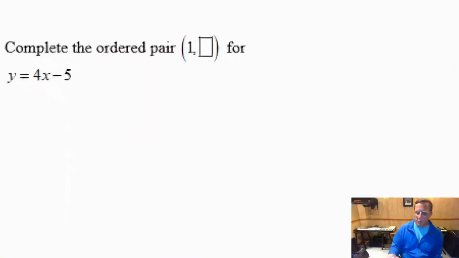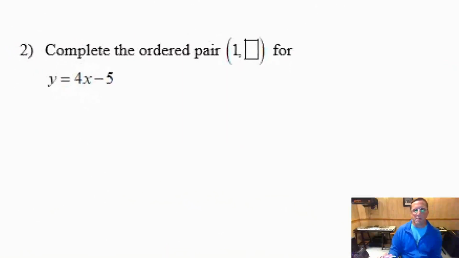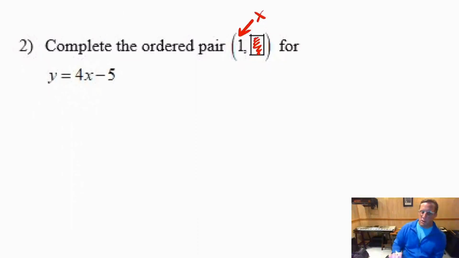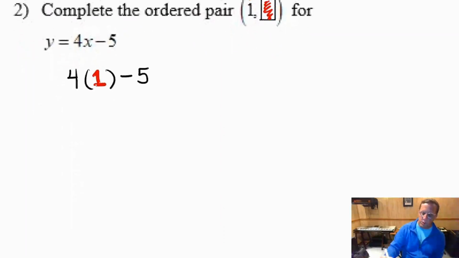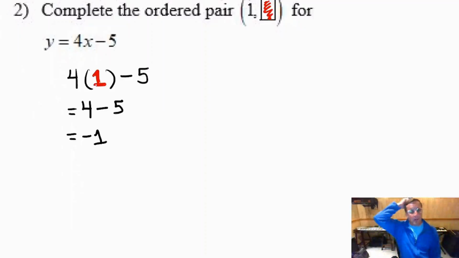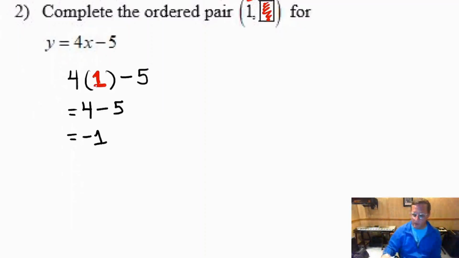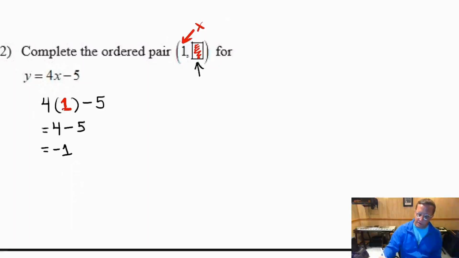All right, for number 2, it says complete for the ordered pair 1 blank. So we have something missing here. Right here, we have something missing. So we do know the x. We do know that the x is 1. And knowing that, let's put in that value for the x. So we're going to do 4 times 1 minus 5. So you got 4 times 1. That's 4. 4 minus 5 is -1, not 1. 5 minus 4 is 1. Not the same as 4 minus 5, though. So there's your other value right there. The other value is -1.